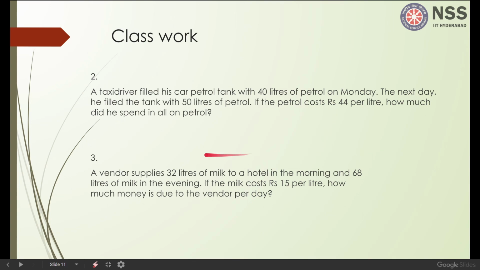Now let us try to solve this using distributive property. Let us find out the cost of milk he supplied in the morning and in the evening separately. So he supplied 32 liters of milk in the morning. So the cost of 32 liters of milk will be 32 multiplied by 15, which is 480 rupees. And in the evening he supplied 68 liters of milk. That will be 68 multiplied by 15, so 1020 rupees. So adding both 1020 and 480 rupees, we get 1500 rupees. Therefore, 1500 rupees is the amount of money which is due to the vendor per day.